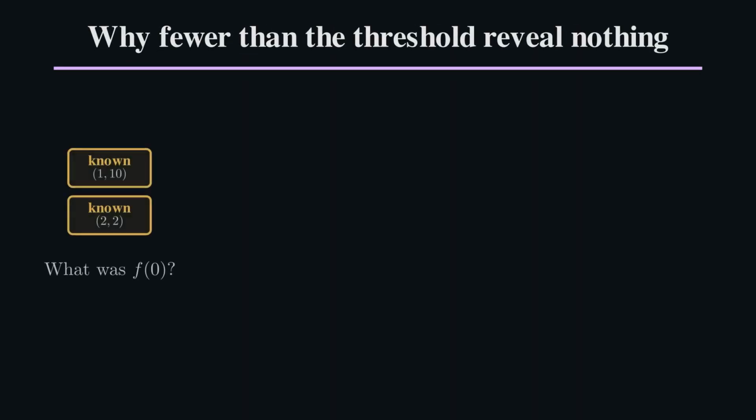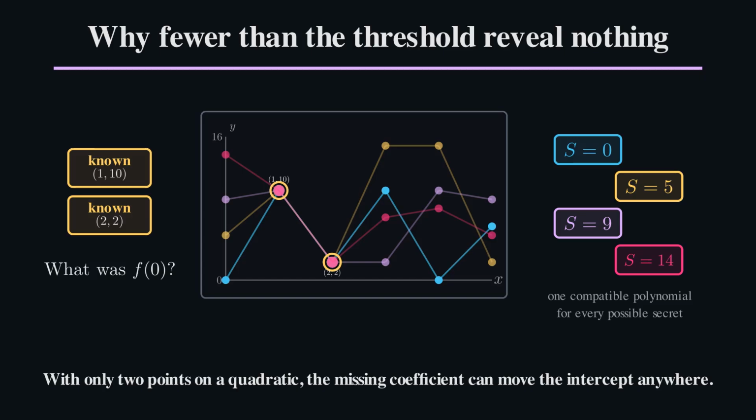Now suppose an attacker sees only 2 shares, such as 1, 10 and 2, 2. Those 2 points do constrain the polynomial, but not enough. For every possible value of the secret at x equals 0, there is some quadratic that passes through the same 2 known shares. Because the random coefficient that remains hidden can compensate for any chosen intercept, the 2 shares do not make one secret more likely than another.